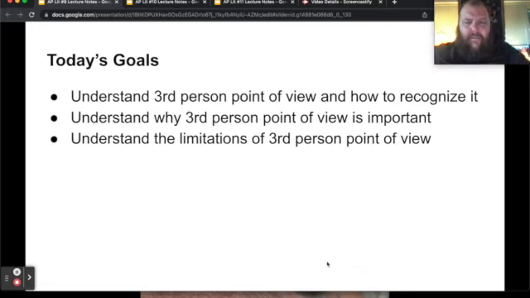Okay. Sorry about the recording getting messed up there. But today's goals, just to wrap this up: we want to understand third person point of view. How do we recognize it? We want to understand why third person point of view is important. What does it allow us to do? It gives us that objectivity. Understand the limitations of third person point of view. They can be feelingless, as far as a narrator is concerned. They are unbiased and detached, right? And again, that can be a limitation depending on the story, all right?